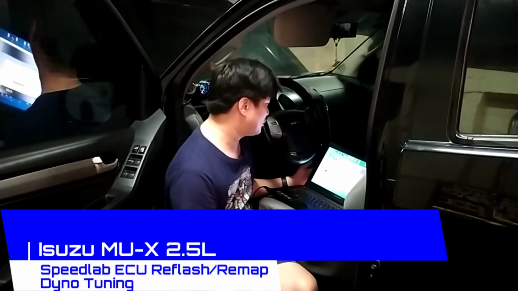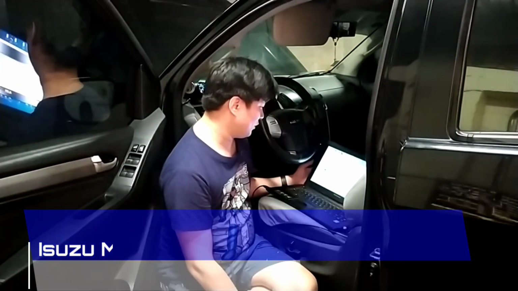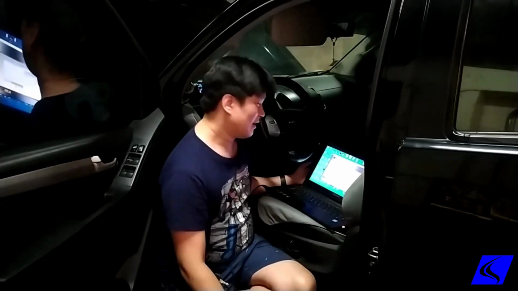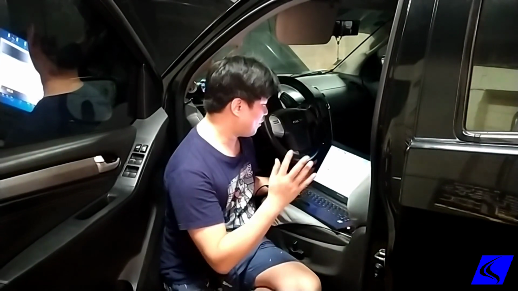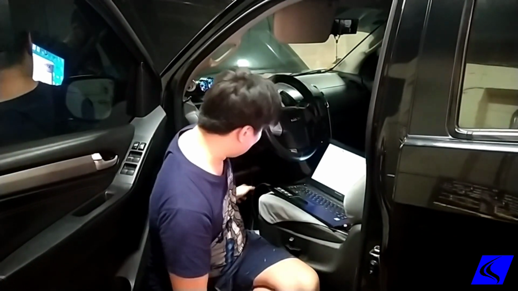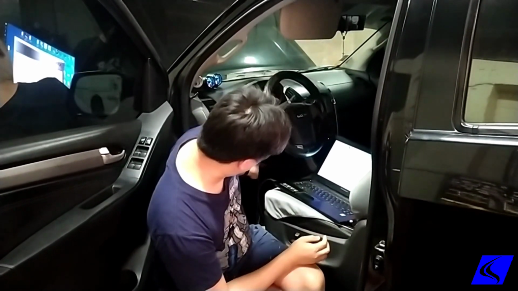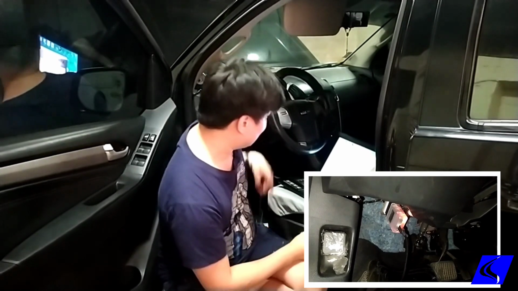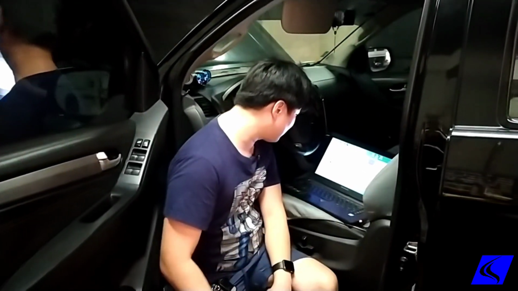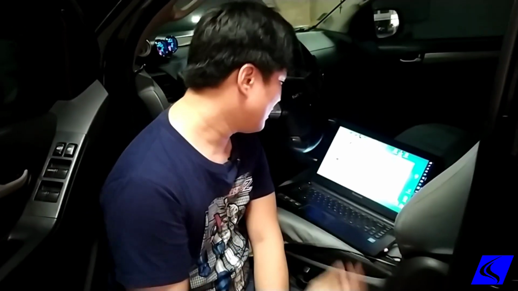Okay, today we have an Isuzu MU-X 2.5, which we're going to do an ECU reflash and remap on. So step one, we plug our laptop and our Alien Tech into the OBD port, which is located here under the steering wheel. And right now what we're doing is reading the stock ECU data. It takes about 15 minutes. We're about halfway done, 7 minutes into it.